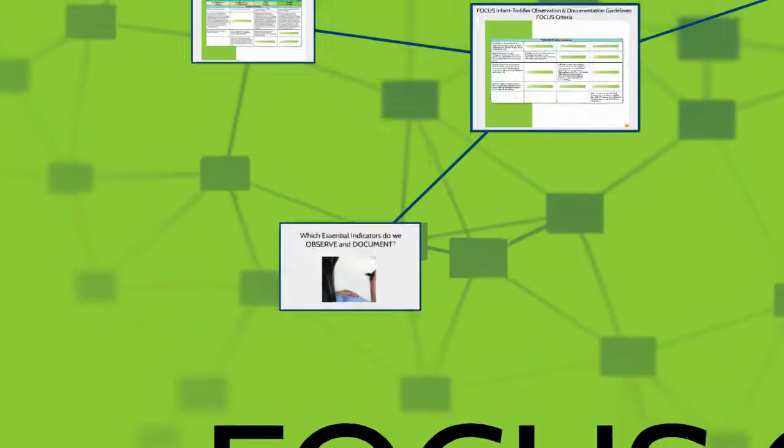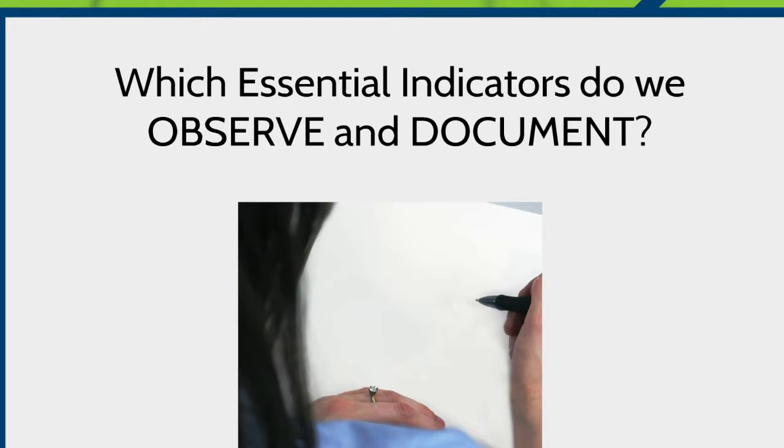Which EIs do we observe and document? We are observing children in action all the time. We also take notes or document those observations regularly. Many of those observations may be used specifically for your curriculum planning, but they're also used for the portfolio documentation we share with the families. We observe children in action in all domains of development.